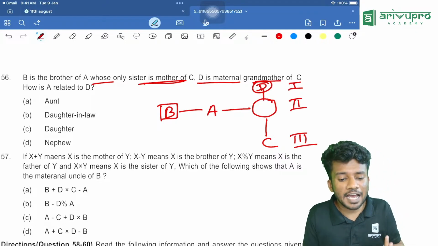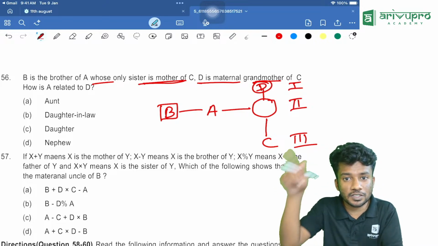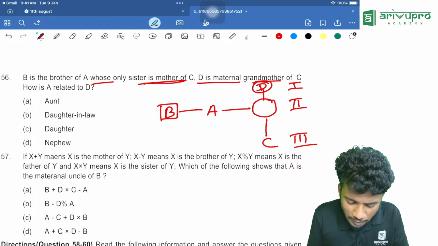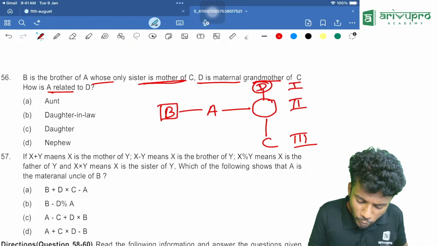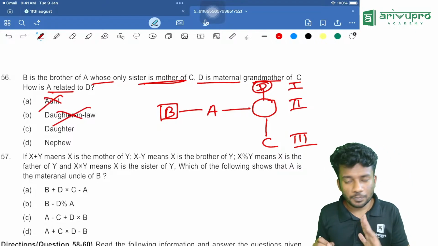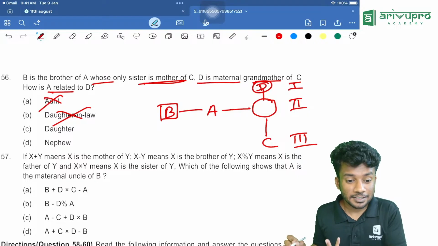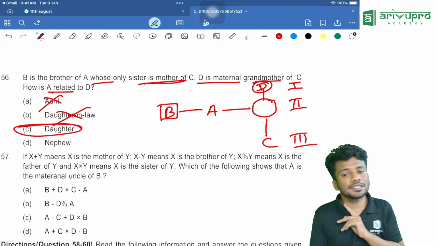So C's grandmother, maternal grandmother, means mother's mother. We already know that. That is the sister, that is a female. Then what is given? How A is related to D is the question. Looking at the options, aunt is not possible. Then daughter-in-law is not possible. It is a child, right? Either a boy or a girl. Now looking at the options, C is the answer.